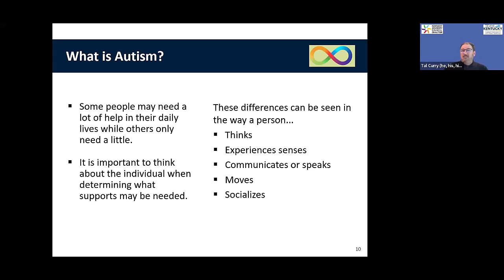Autistic people often have these sensory differences, such as being more sensitive or less sensitive than other people to sensory input, such as light, sound, clothing, or temperature.